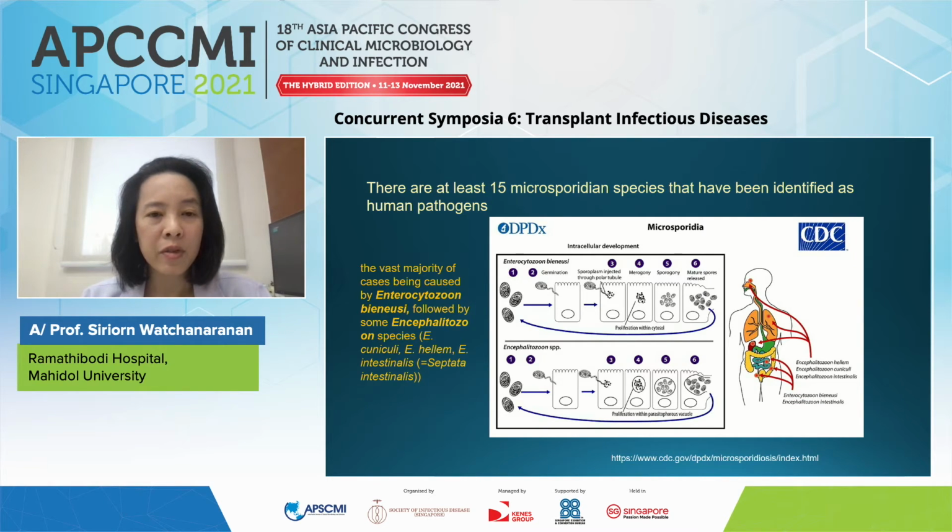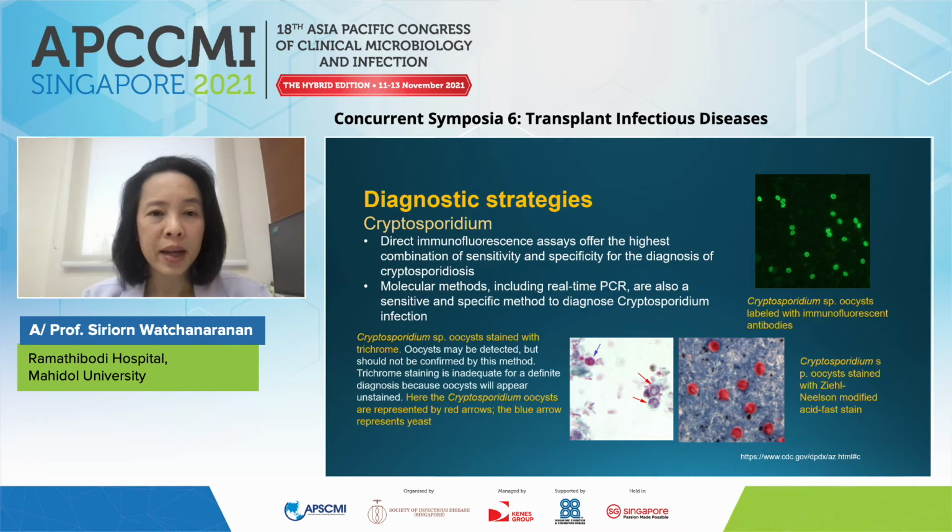This is a slide from CDC showing that more than 15 Microsporidium species have been identified as human pathogens. Next slide. This is a diagnostic strategy for Cryptosporidium, and diagnosis can be made from the stool. One can do direct immunofluorescence staining or PCR testing, but keep in mind that although trichrome stain is easy to do, it is inadequate to show a definite diagnosis because sometimes the oocyst is not well stained.